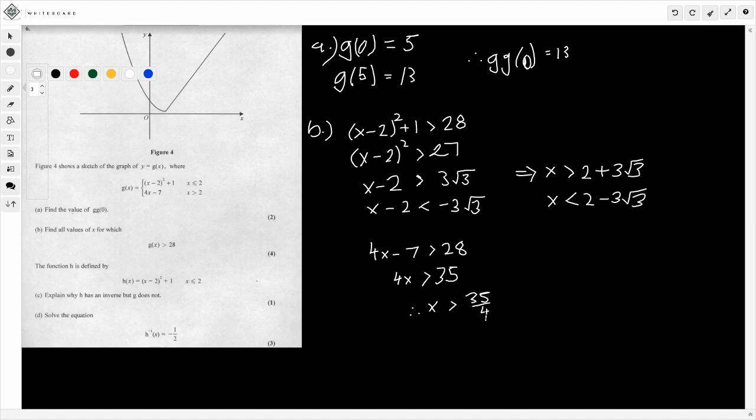35 divided by 4. But we have to consider now where these 2 inequalities are going to overlap, because we have 2 greater than values. So I'm going to illustrate this on a number line. If this is where we say 0 is, I'm going to have this value all the way down here, so that's 2 minus 3 root 3. Okay, so that's my 2 minus 3 root 3. I've got 0. I also have 2 plus 3 root 3, and I also have 35 over 4.